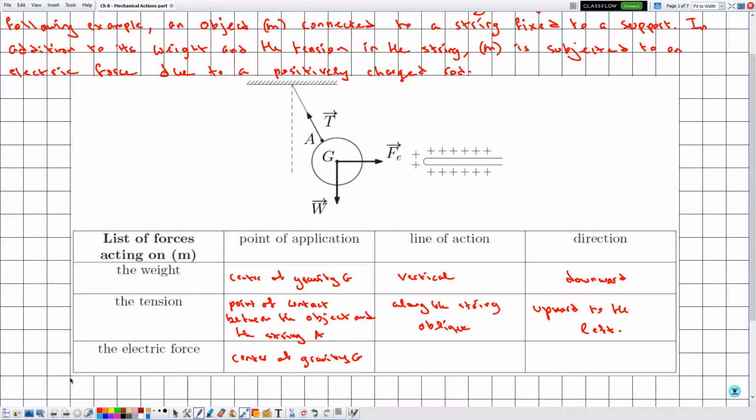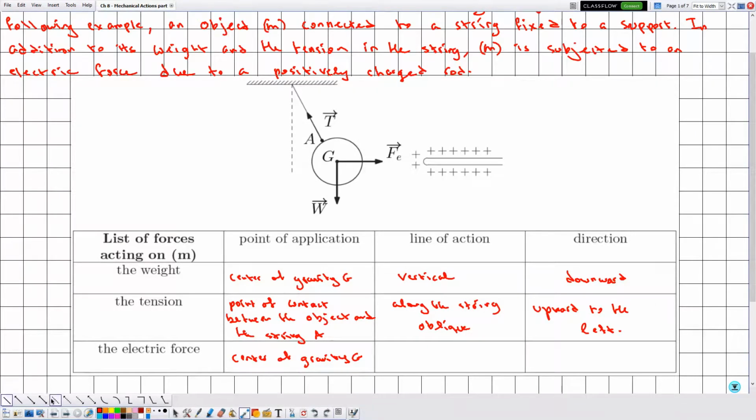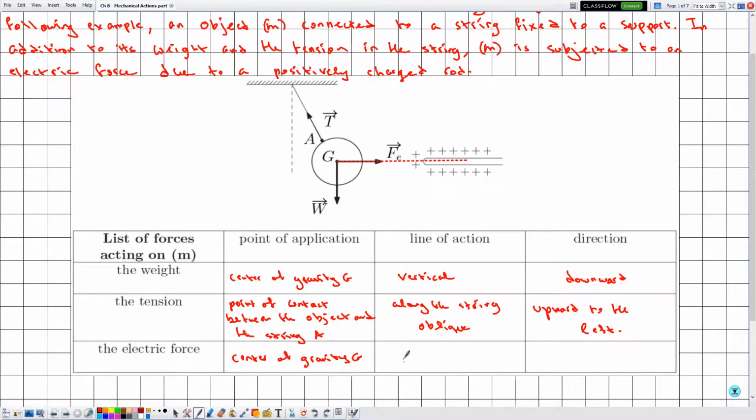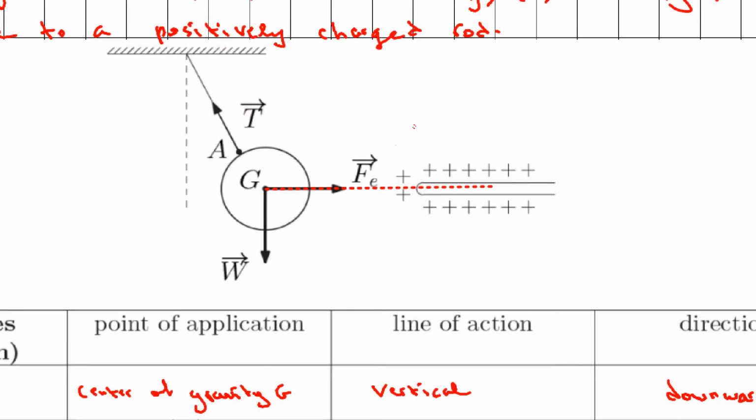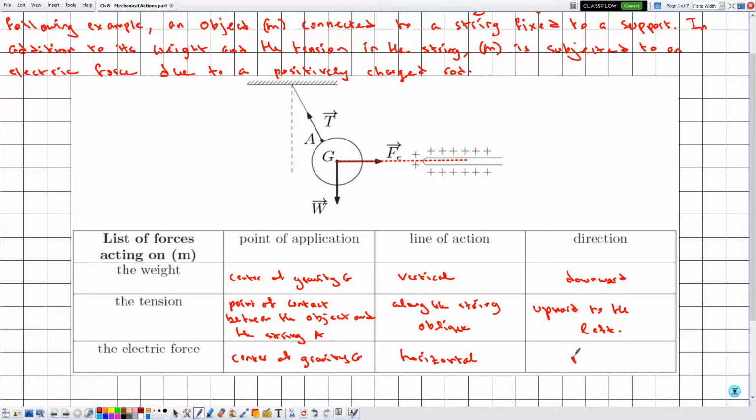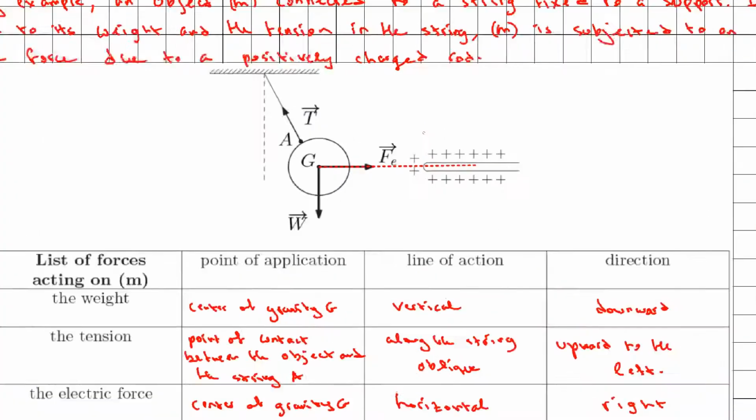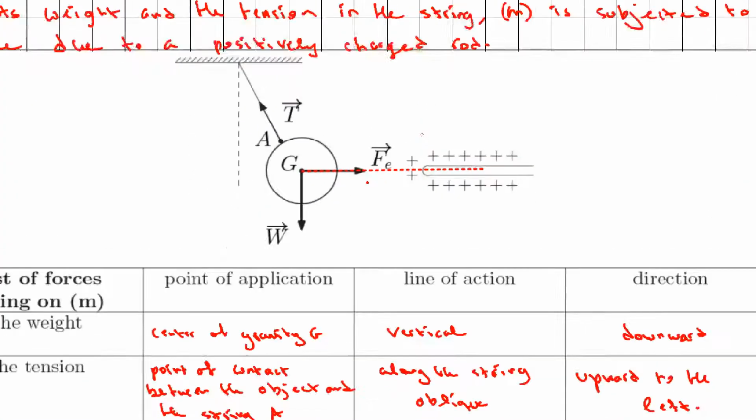I repeat, in order to determine the line of action of the electric force or magnetic force, as we shall see later, you connect both centers of gravity. Then the line of action in this case is horizontal. To determine the direction, you follow the direction along which S has been shifted. Notice that S has been shifted to the right, which means the direction is to the right. For this reason, we have represented the force vector Fe in the following way.